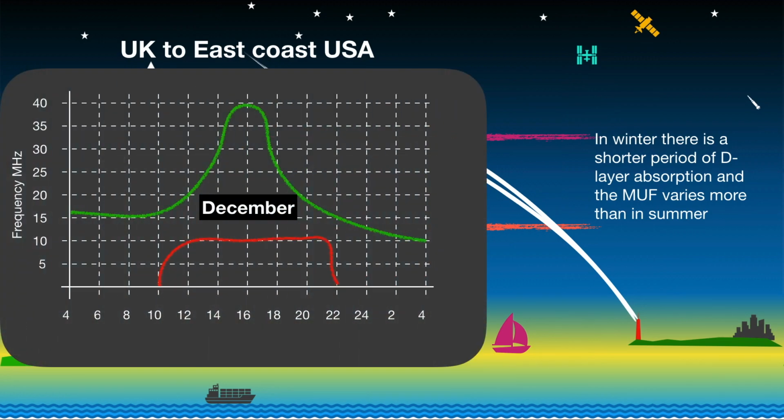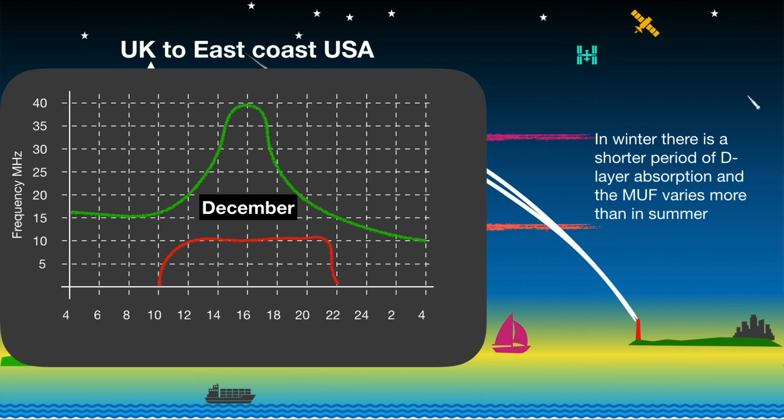So in winter, there's a shorter period of D-layer absorption, and the maximum usable frequency varies more than in summer. So in winter, when the Earth at our location is tilted away from the Sun, the incident sun on the atmosphere above us and above the path that we're considering from the UK to the East Coast USA is less. So it's not until 10 o'clock that we start to see significant D-layer absorption. And by 10 o'clock in the evening, when it's starting to get dark, the days are short, then the D-layer absorption quickly disappears.